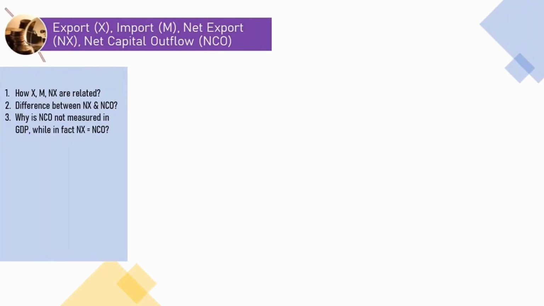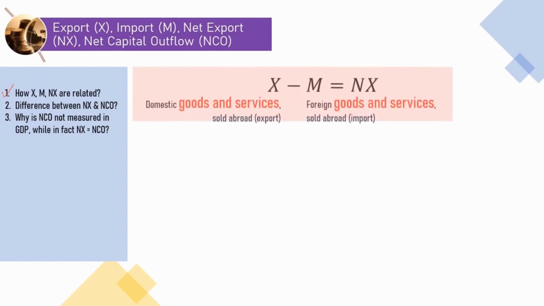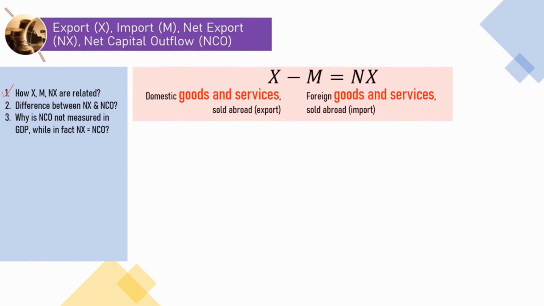Okay, let's start with the first one, the basic definitions. To answer the first question, I would like to show you this familiar equation. Export minus import equals net export. The emphasis is on goods and services. Export and import are about purchase of goods and services in an open economy. That is why it is measured in GDP.